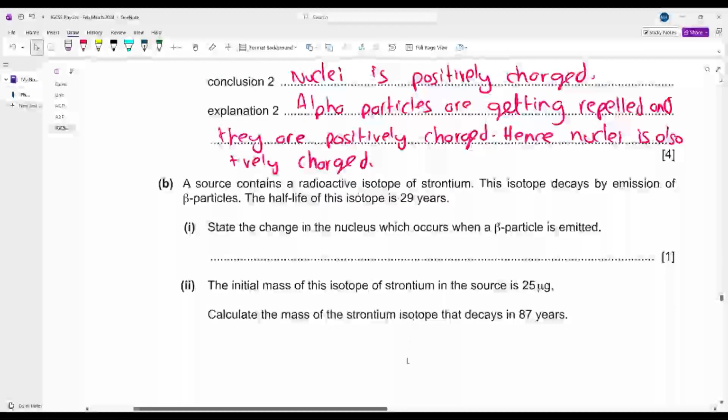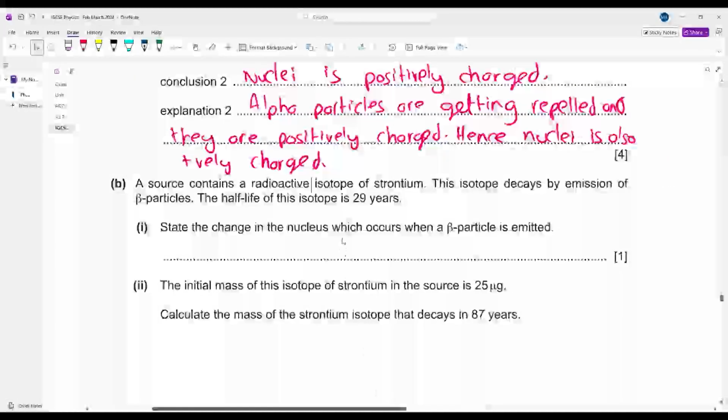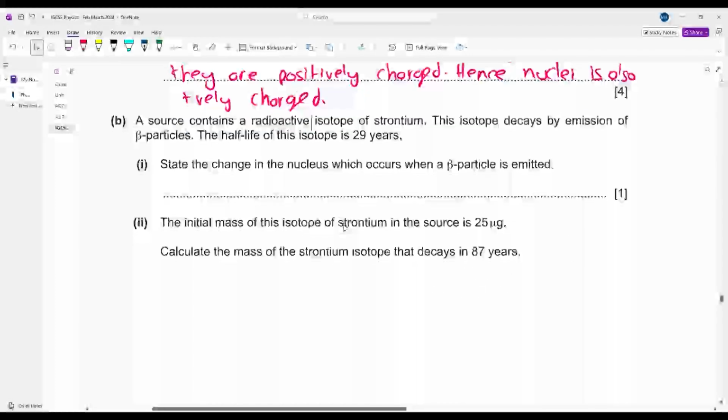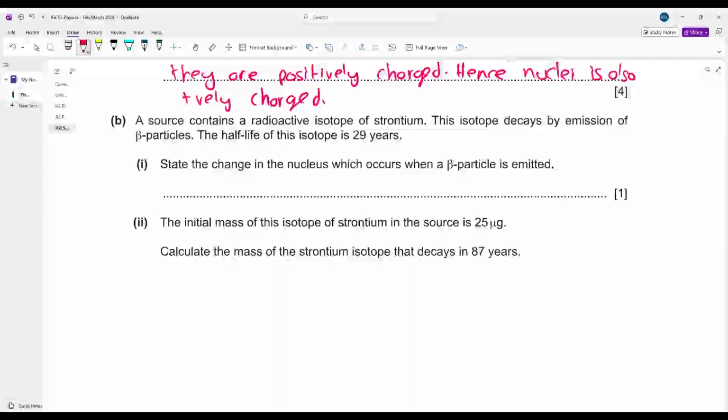A source contains a radioactive isotope of strontium. The isotope decays by emission of beta particles. The half-life of strontium is 29 years. State the change in the nucleus which occurs when a beta particle is emitted. What happens when a beta particle is emitted? A neutron turns into a proton.